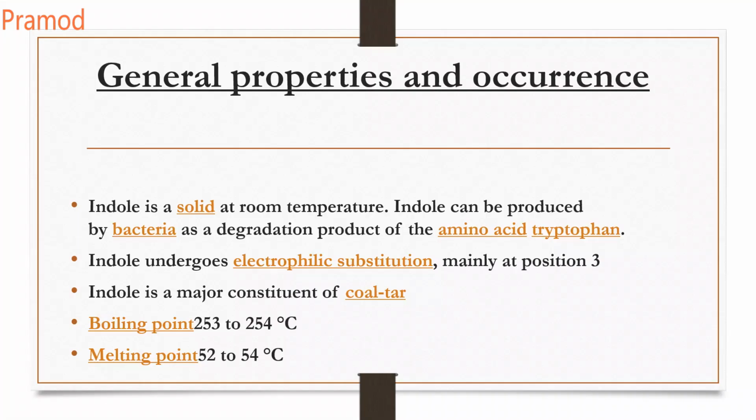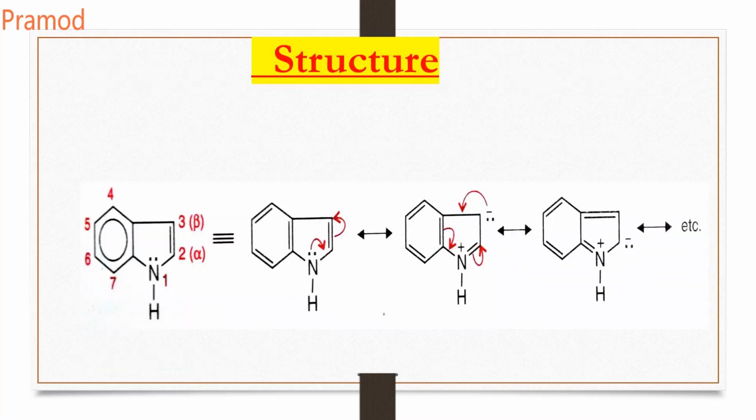Indole is a solid at room temperature. Indole can be produced by bacteria as a degradation product of the amino acid tryptophan. Indole undergoes electrophilic substitution mainly at the third position. Indole is a major constituent of coal tar. Boiling point is around 253 to 254 and melting point is around 52 to 54. So these are some of the general properties and occurrence of indole.